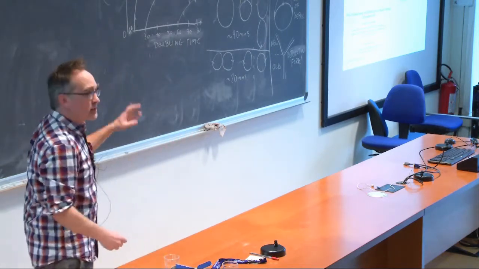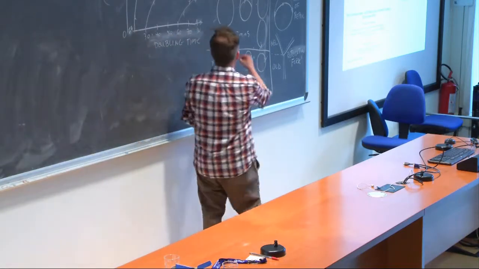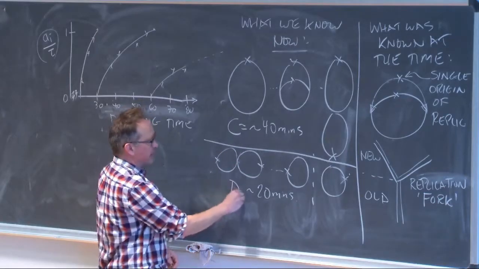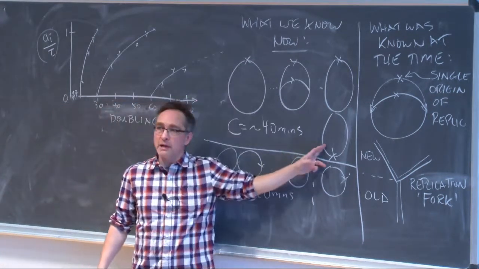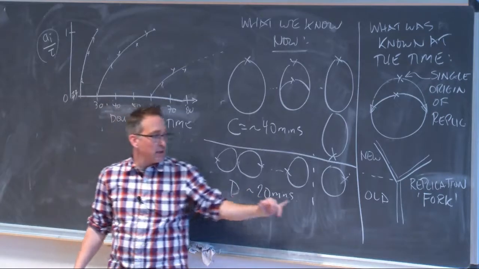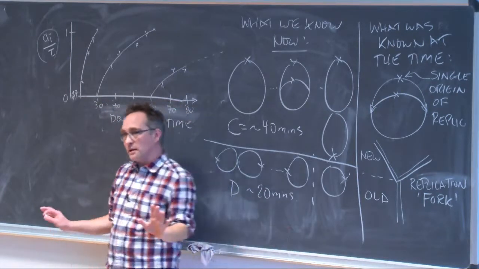Okay, and so Helmstetter and Cooper called these two different names, so they called this the C time and the D time, which is just a nice shorthand. But the C plus D is going to be the cycle time. Does everybody understand what I've drawn here in terms of cartoons? No matter what you do, these forks will take 40 minutes to get from the beginning to the end. No matter what you do, it's going to take 20 minutes for these DNA strands to separate into their respective daughters before cell division. All right, so to move from initiation of replication to termination of replication takes 40 minutes. To go from termination to cell division takes 20 minutes. And there's nothing you can do about it.